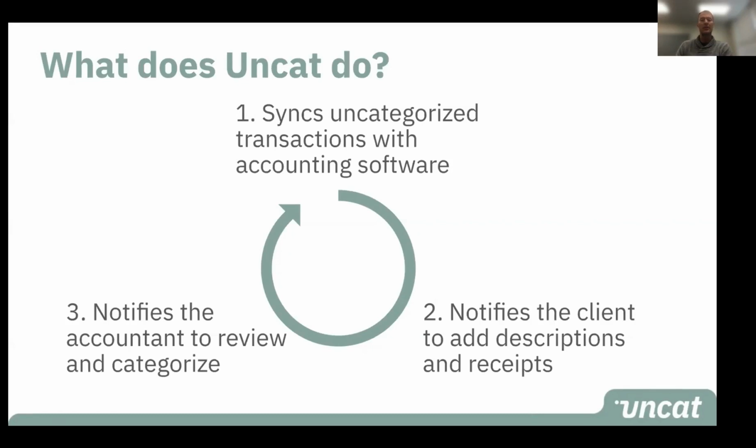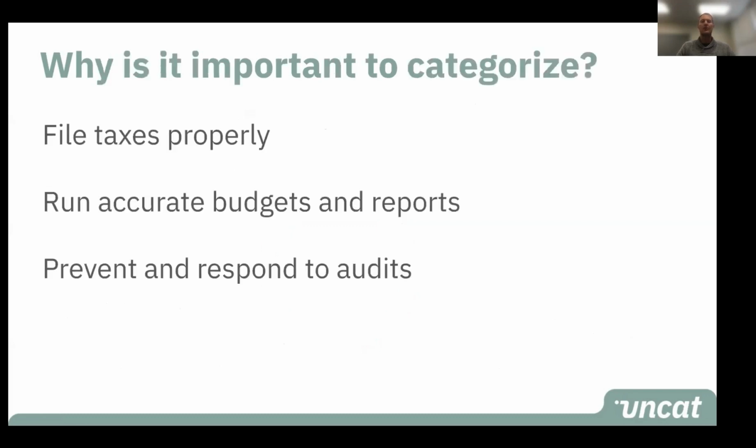And optionally, you can give the client the power to even categorize on their own or add classes, and I'll show you those settings. And then third, we notify you all, the accountant, to review and categorize. And you can do all this right inside of our app. So at its core, we're a sync engine for transactions with QBO. And then we're also a notification engine. We get the information back from your clients. And this really interrupts kind of the previous workflow, which we'll talk about.